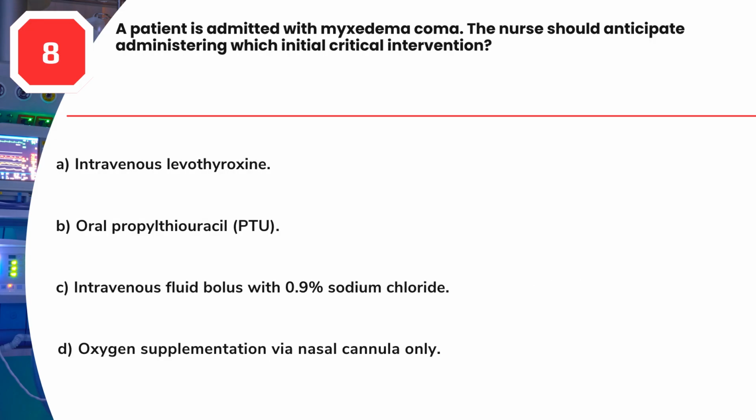Question 8. A patient is admitted with myxedema coma. The nurse should anticipate administering which initial critical intervention? A. Intravenous levothyroxine. B. Oral propylthiouracil, PTU. C. Intravenous fluid bolus with 0.9% sodium chloride. D. Oxygen supplementation via nasal cannula only.